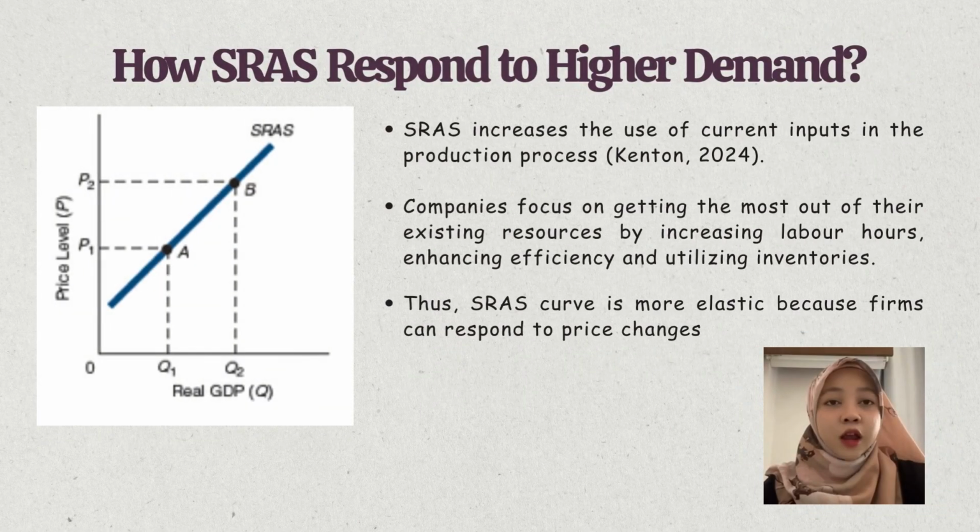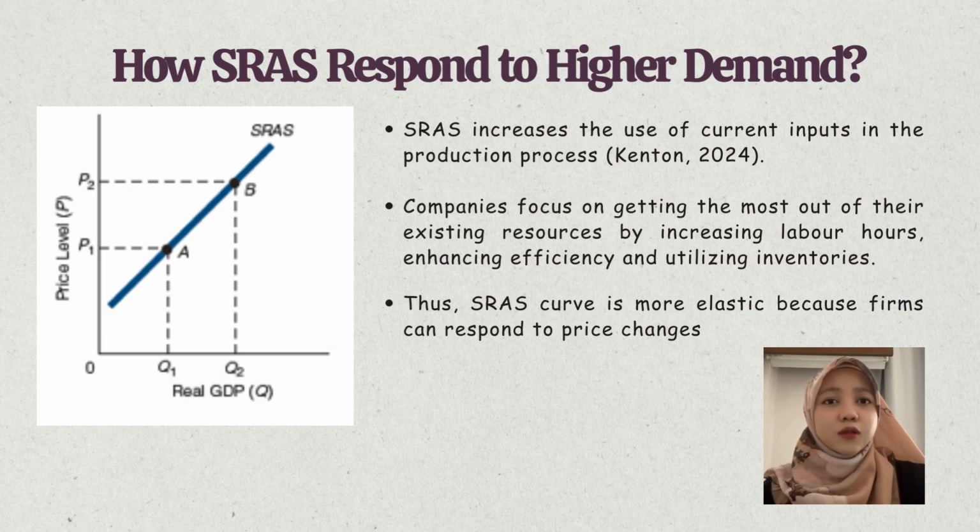So, how does short-run aggregate supply respond to higher demand? To meet higher demand, companies focus on getting the most out of their existing resources. The first is that companies will increase labor hours, which requires employees to work overtime or hire temporary workers to boost production. The second is enhancing efficiency. By optimizing existing processes and technology, firms can increase output without additional capital investment.